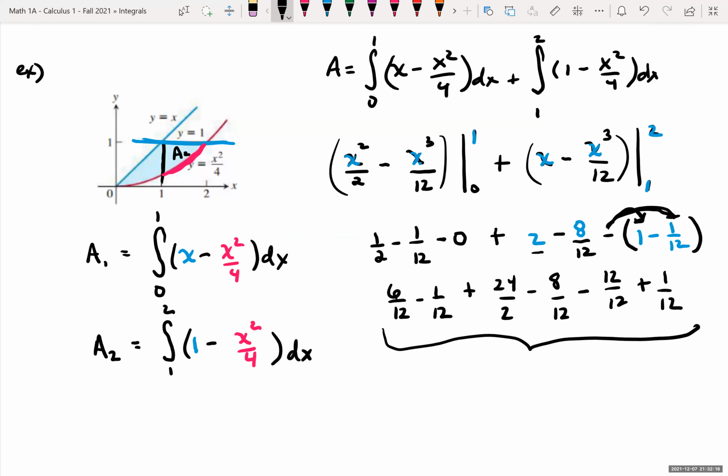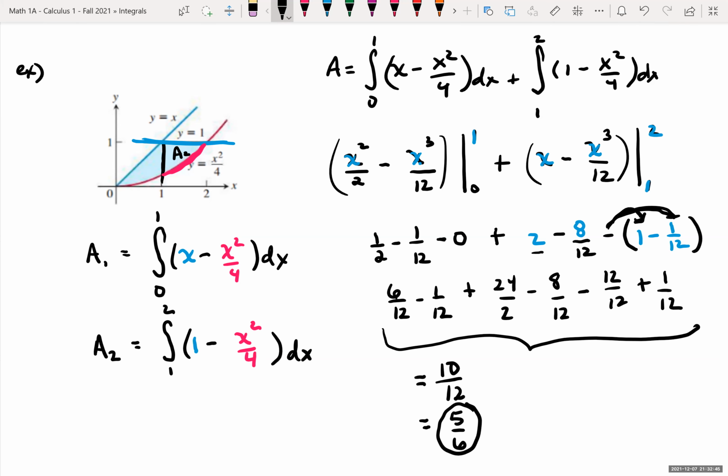Okay, so summing our things up, we have 6 minus 1 is 5, 5 plus 24 is 29, 29 minus 8 is 21, 21 minus 12 is 9, and 9 plus 1. So I think if I did everything right, this is 10 twelfths, which reduces down to 5/6.